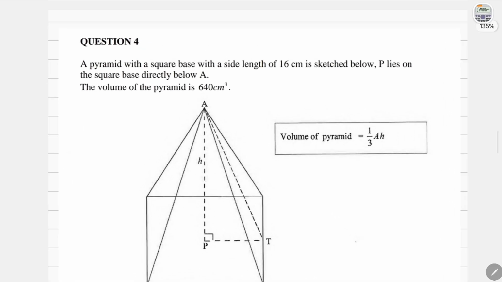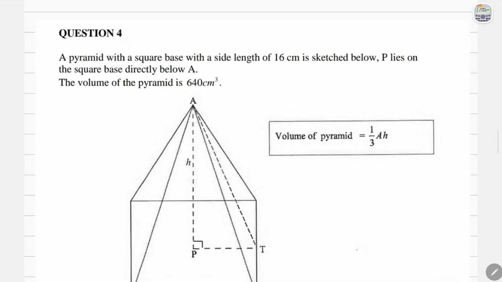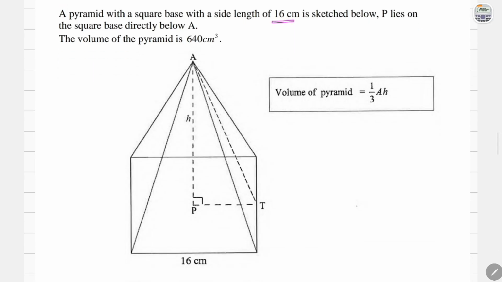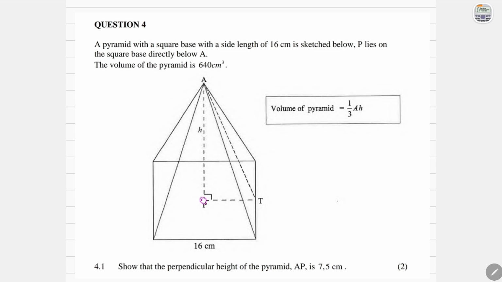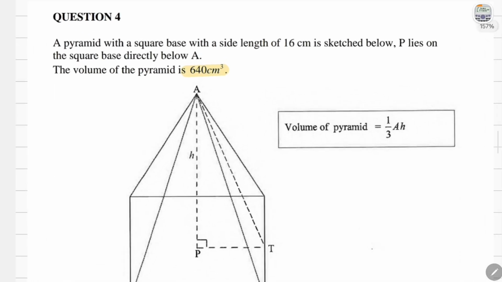Question 4 says a pyramid with a square base with a side length of 16 centimeters is sketched below. Okay, so this pyramid has a base that is a square, and the square has the side lengths of 16. So this is 16, and then that is 16 and 16 and so on. And then they tell us that P lies on the square base directly below A. So we can see that this is the perpendicular height of this pyramid, okay, all the way from the highest point to the ground. And the volume of the pyramid is 640 centimeters cubed.